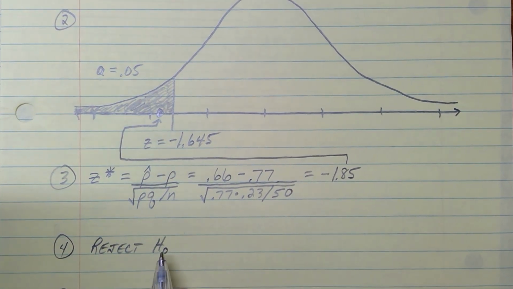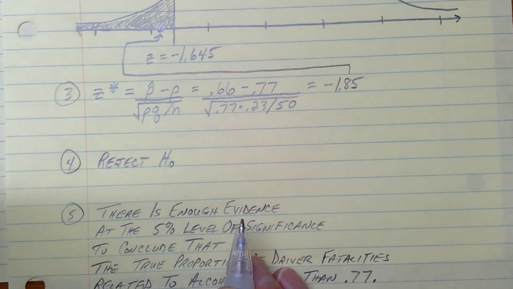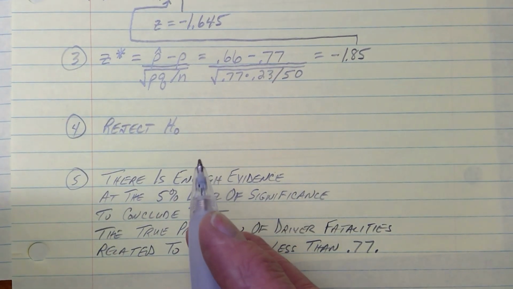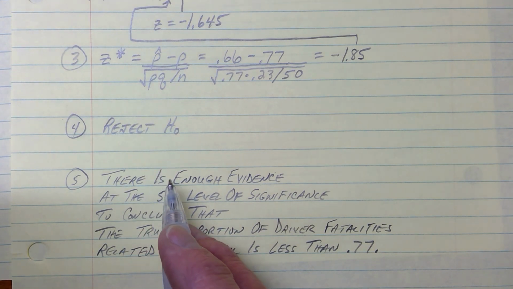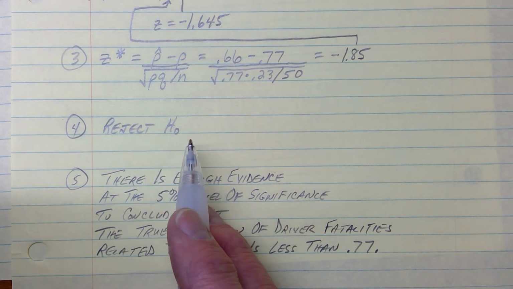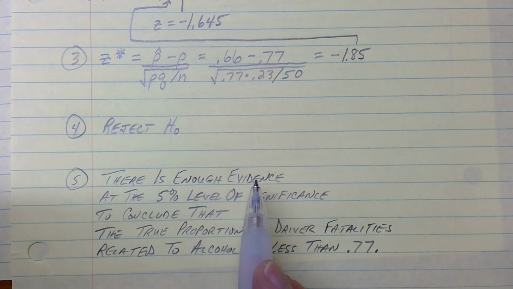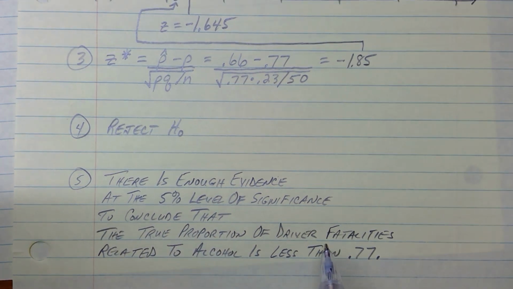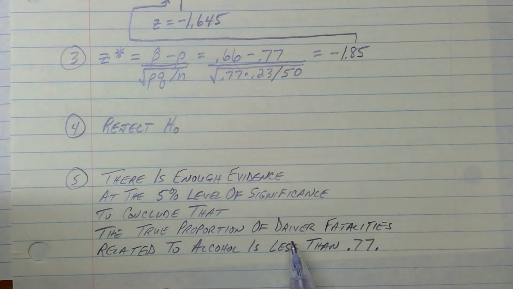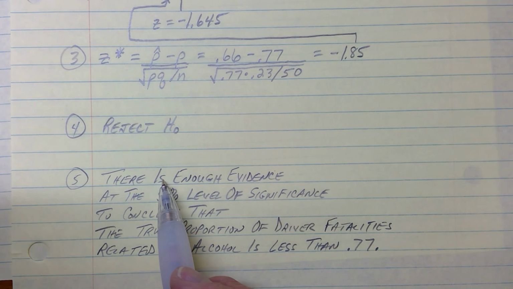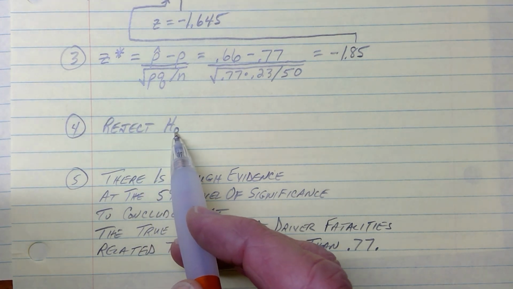I reject what you said. And then basically the same wording here. You'll notice that really the only thing I change is "not to" is. So since I won, I'm going to say, hey, I had enough evidence. There is enough evidence at the 5% level of significance to conclude that, and then after the word "that," just restate what your challenge was. My challenge was the true proportion, or the population proportion, of driver fatalities related to alcohol is less than 77%. That was my challenge. And I had enough evidence to reject what you said.